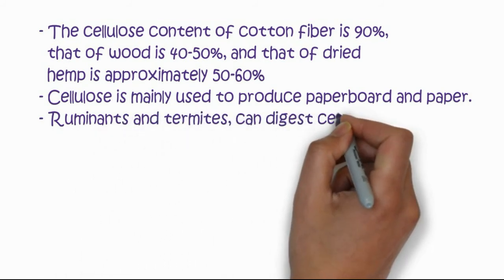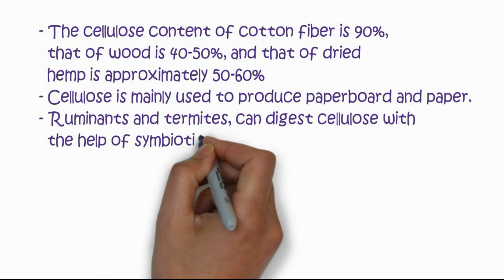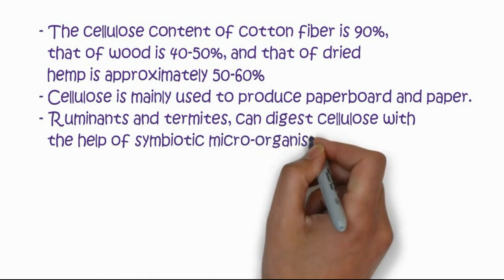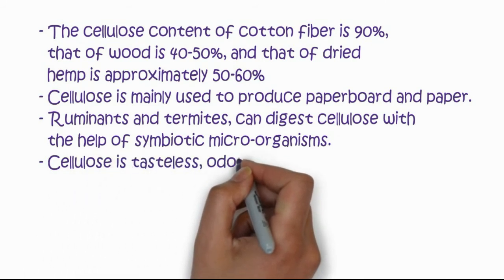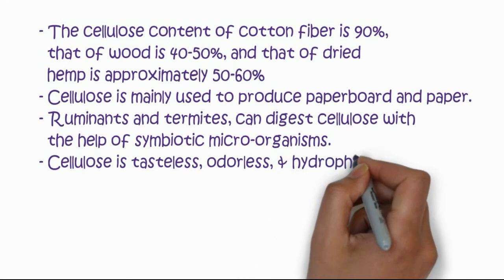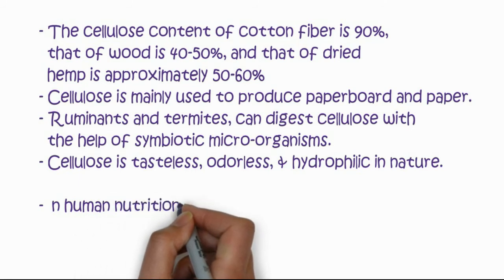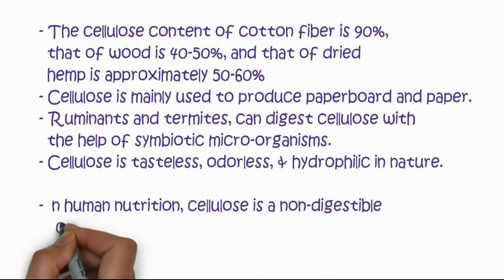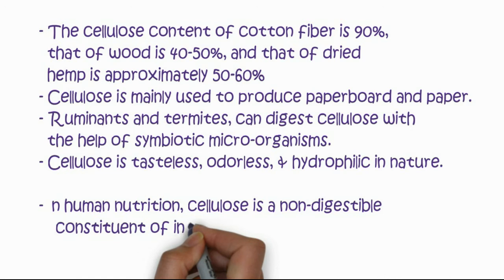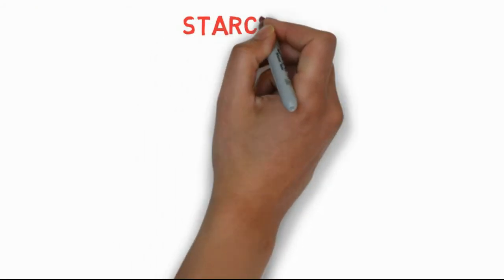It is important to note that ruminants and termites and even some birds can digest cellulose with the help of symbiotic microorganisms, especially bacteria. Cellulose is tasteless and odorless, and it is hydrophilic in nature. In human nutrition, cellulose is a non-digestible constituent of insoluble dietary fiber, so it acts as a prebiotic.